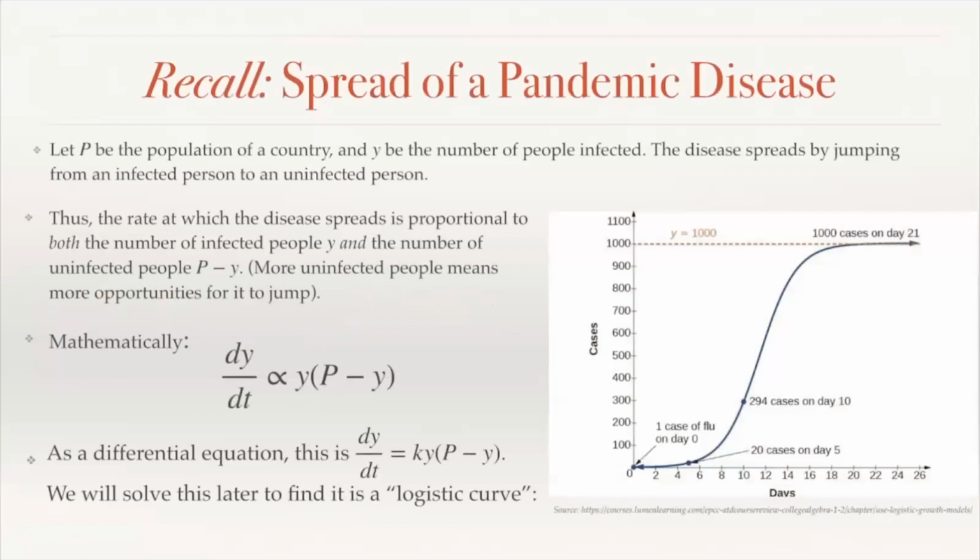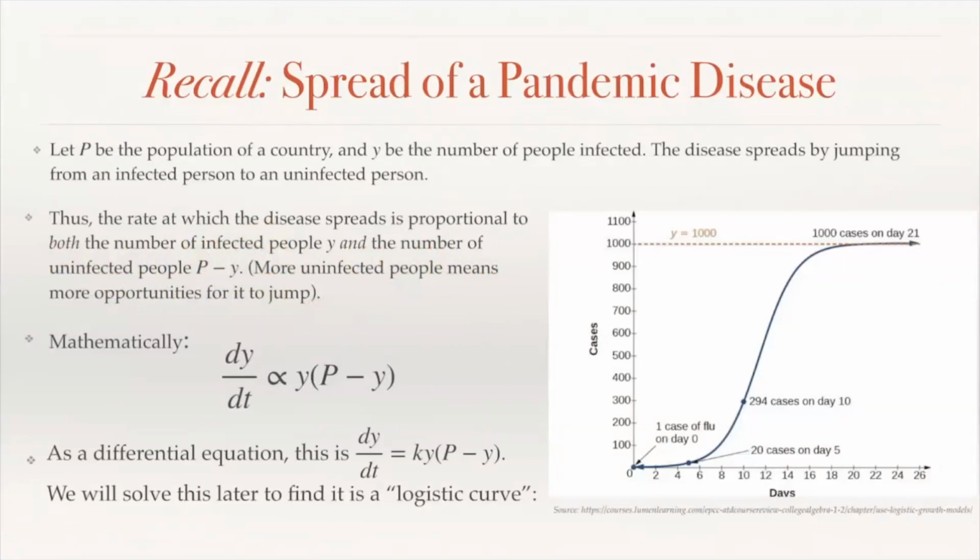So recall from Chapter 1.3, we talked about coming up with a differential equation for the spread of a pandemic disease. And the basic idea was that a disease spreads proportional to both the number of infected people, y, and the number of uninfected people, which is the whole population minus the number of infected people. This is because the more uninfected people there are, the more opportunities for it to jump. And likewise, the more infected people there are, the more opportunities for it to jump.